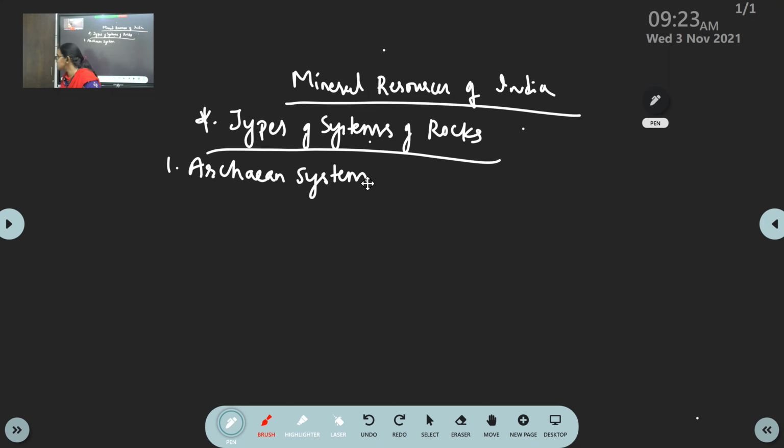Oldest rocks. Second system, Dharwar. Dharwar system of rocks, very important. It is found in Karnataka near Dharwad and Shivamogga. This question has been asked many times. Note down one point.